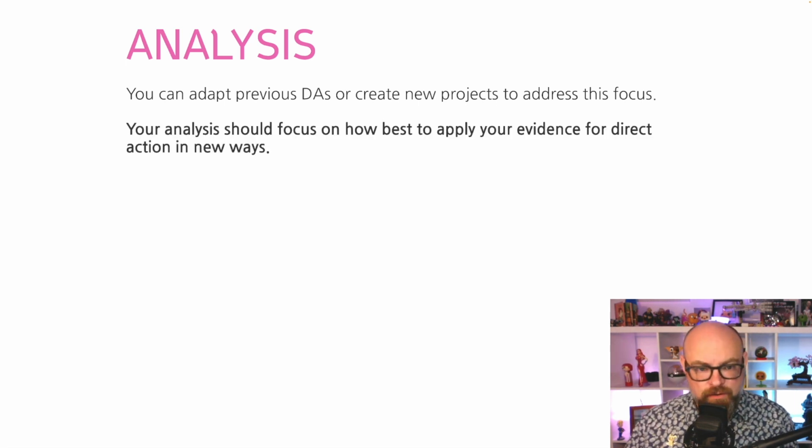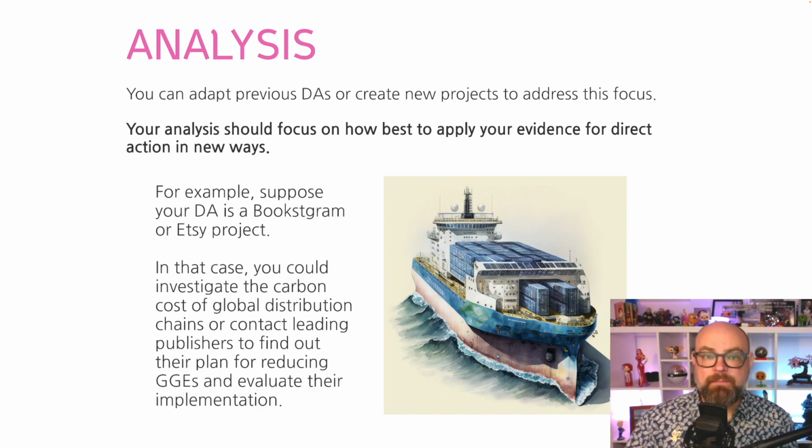Your analysis should focus on how best to apply your evidence for direct action in new ways. For example, you might have a DA that is a Bookstagram or an Etsy project. In that case, you could investigate the carbon costs of global distribution chains or contact leading publishers to find out their plans for reducing GGEs and evaluate their implementation, and then signal boost those plans, or criticize and comment on those publishers that don't have plans to reduce the carbon costs.